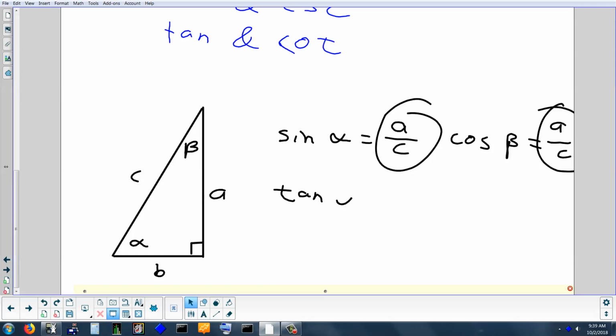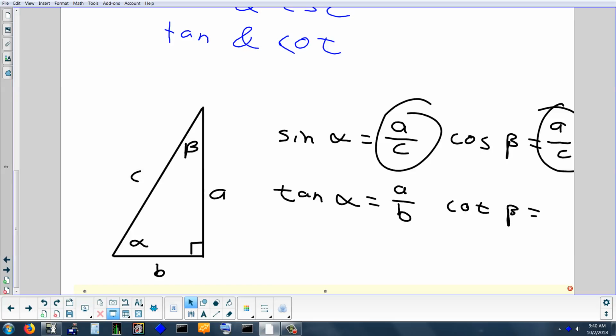Let's do tangent. All right, so tangent is opposite over adjacent. What side is opposite alpha? A. And what side is adjacent to alpha? B. A over B. Now, the way I'm going to set up the other one is I'm going to find the cofunction and then the complement. So what's the cofunction for tangent? Cotangent. And what angle is complementary to alpha? Beta. Let's see what happens.